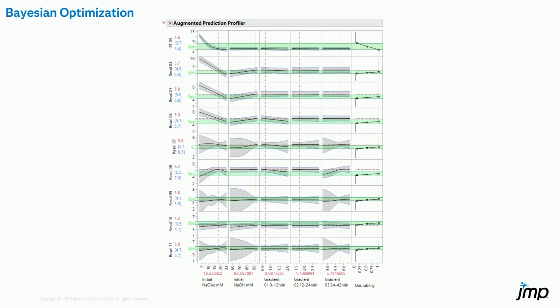To determine if we're satisfied to stop at this point, we can use the profilers in the platform to show how well we are doing on all the individual responses at the best settings. We see that we are below the upper specification limit for the retention time, RT03, and above the lower specification limits for the resolution metrics. So the results look good. This was a much more complicated example with 5 factors and 9 responses, yet we were able to find optimal settings using only 14 runs, which I think is really remarkable.